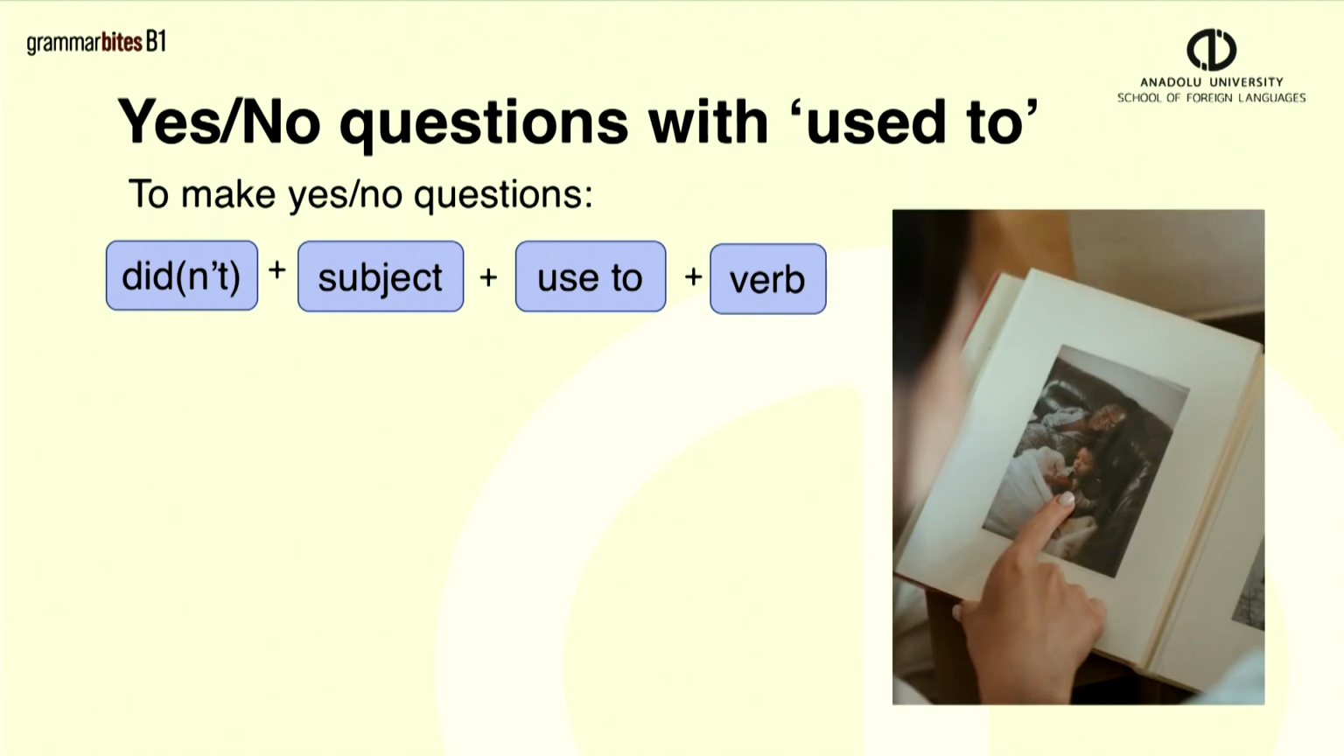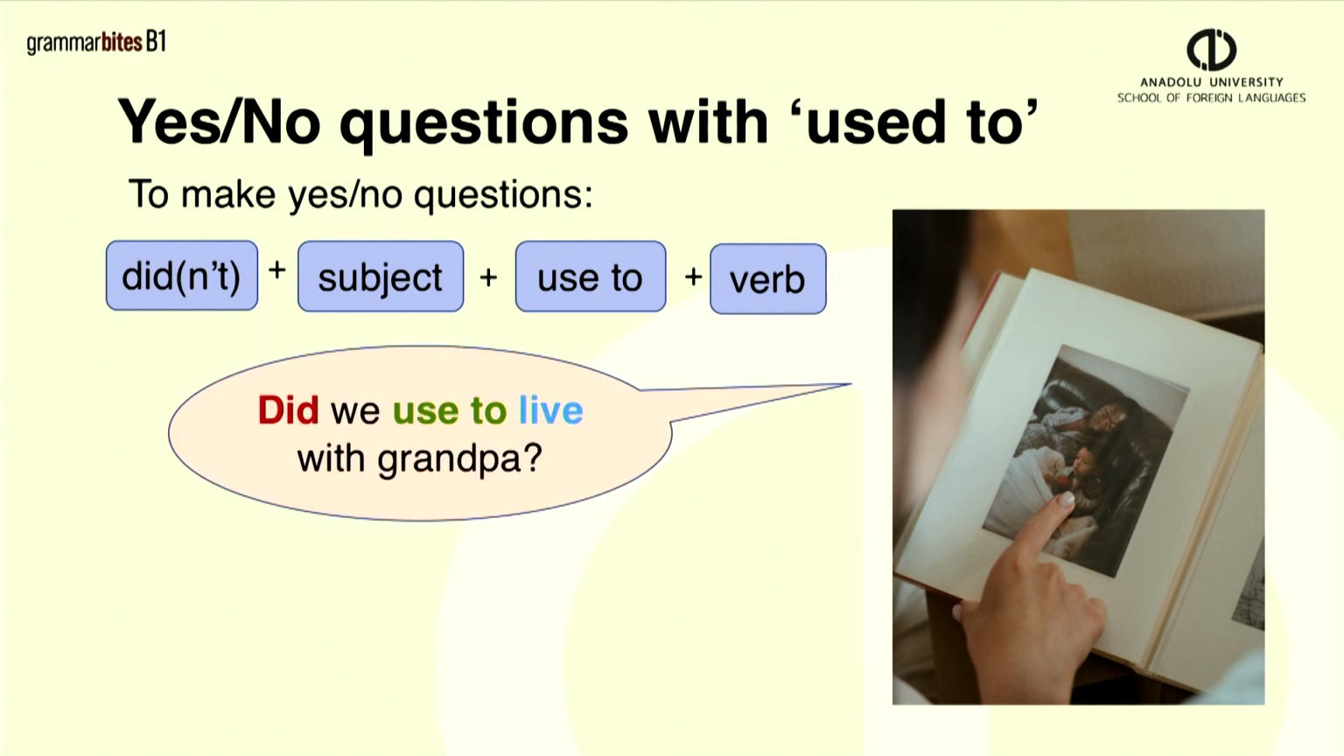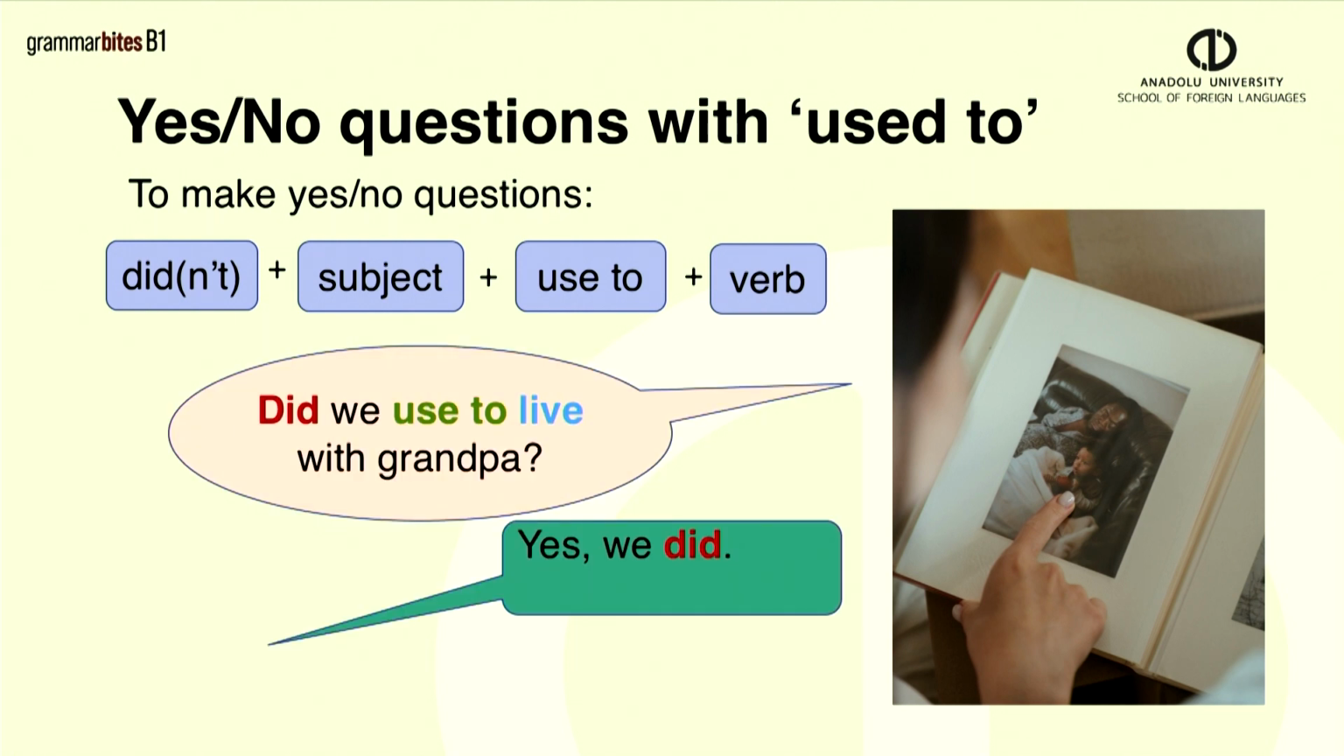To make yes-no questions, we can use this formula. Did or didn't plus subject plus used to plus verb 1. For example, did we used to live with Grandpa? Yes, we did. Or no, we didn't.